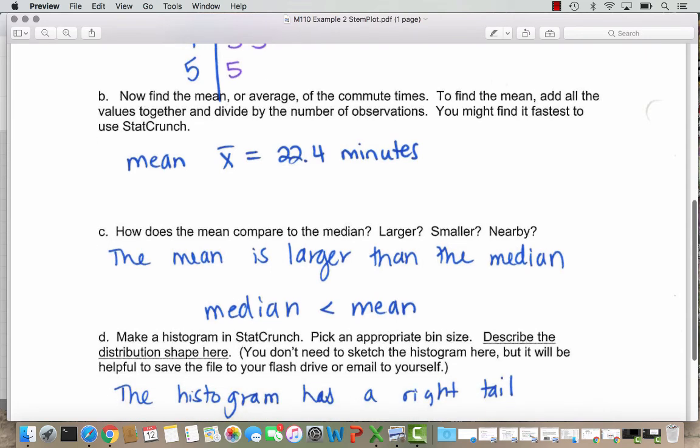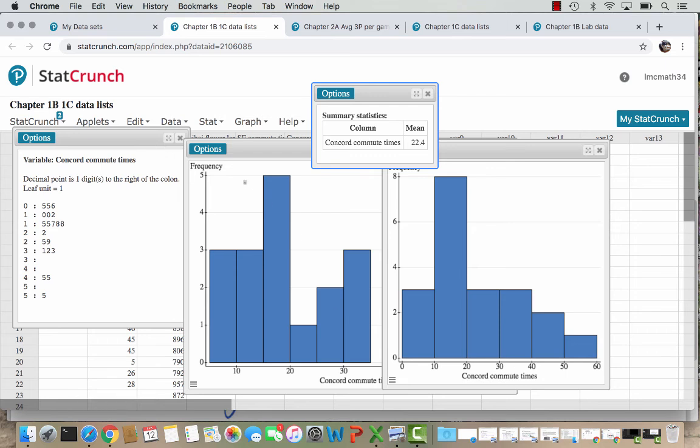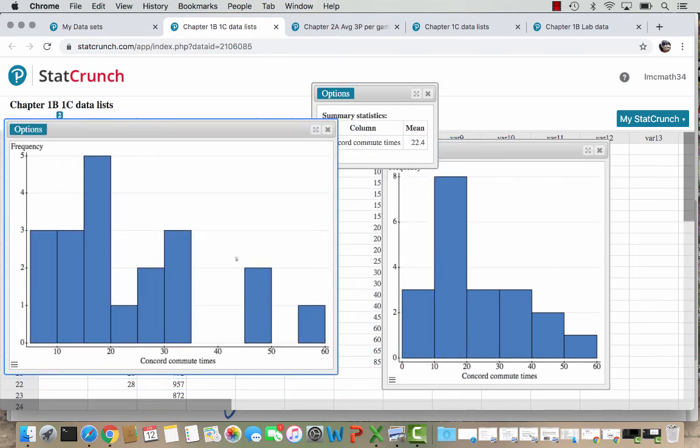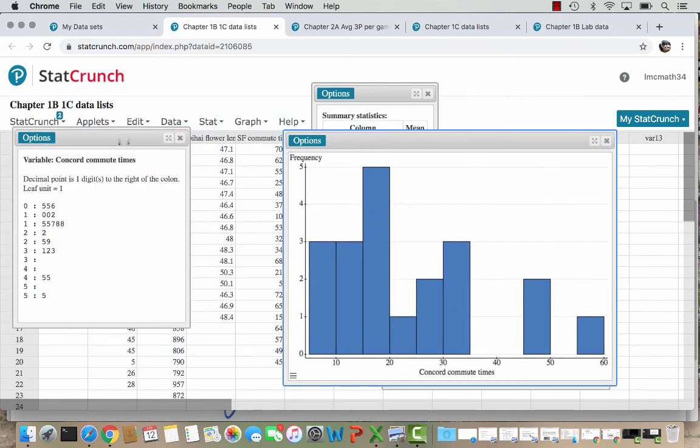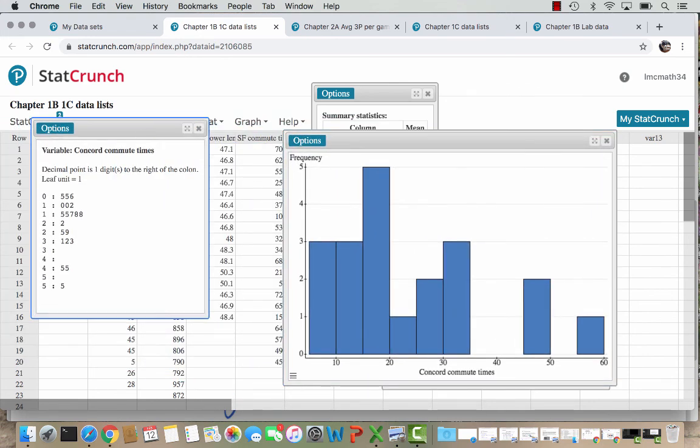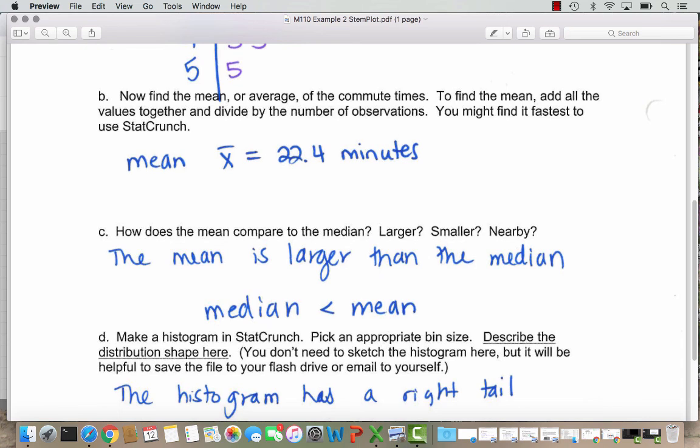If we look at the histogram, it has a right tail. Back in StatCrunch, whether we're looking at the histogram with bin size 5 or bin size 10, we see the skew is out to the right. The peak is early on the left side of the graph, and the skew comes down to the right side. If we look at the stem plot and rotate it, we see the same relationship. The tail is coming out to the higher values. So we say it's a right tail distribution.